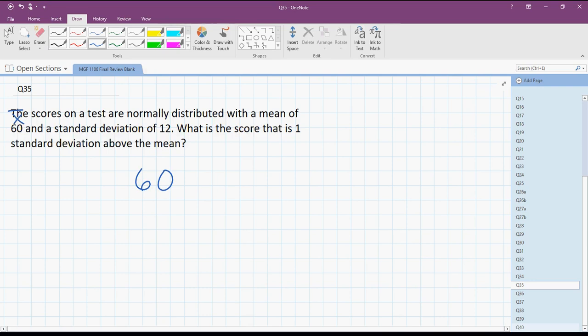Are we going to add or subtract? Add. How'd you know? Because it is above. So we're going to add. What's the number they want us to use? The 1. Because we want to be 1 standard deviation. And we're going to multiply that by, what is the standard deviation? 12. 72. Cool beans. So that is a score on this test, 1 standard deviation above.